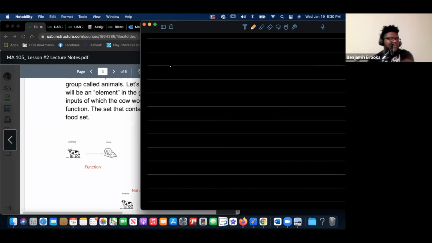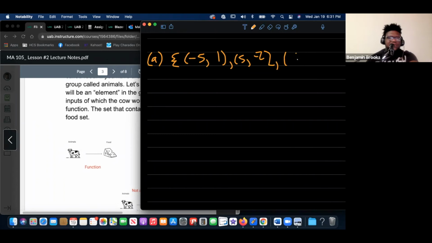All right, so let's walk through this. Let's look at problem 7. It says find the domain and range of the relation, and we're going to talk about whether it's a function or not. So we've got (-5, 1), (5, -2), (6, 0), and (-5, 2).